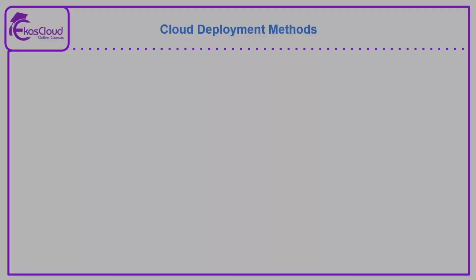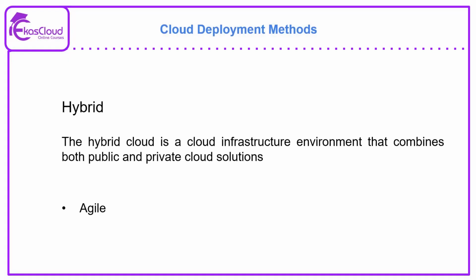The last one is hybrid cloud. The hybrid cloud is a cloud infrastructure environment that combines both public and private cloud solutions. As the definition says, it's a mixture of private and public cloud solutions. So here a company would have its own servers or data centers, but it would also access cloud services offered by the cloud service providers.